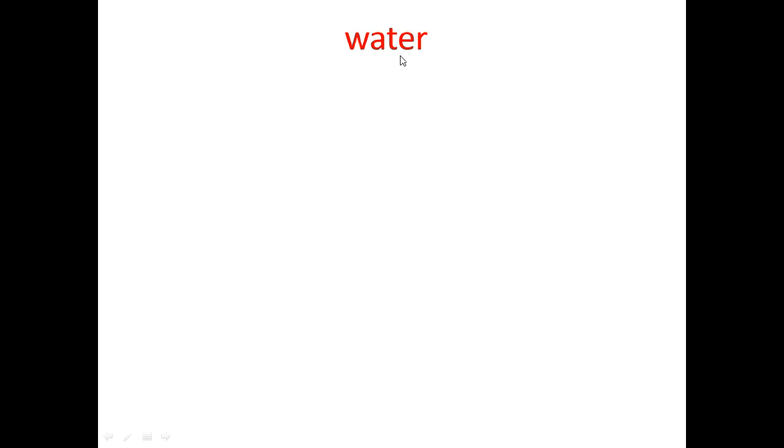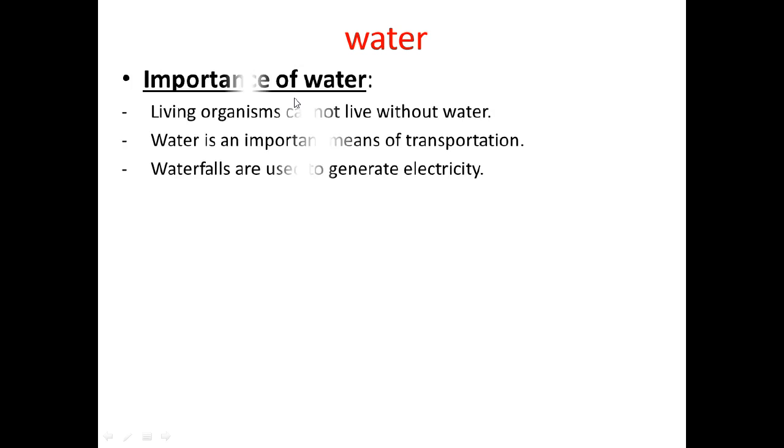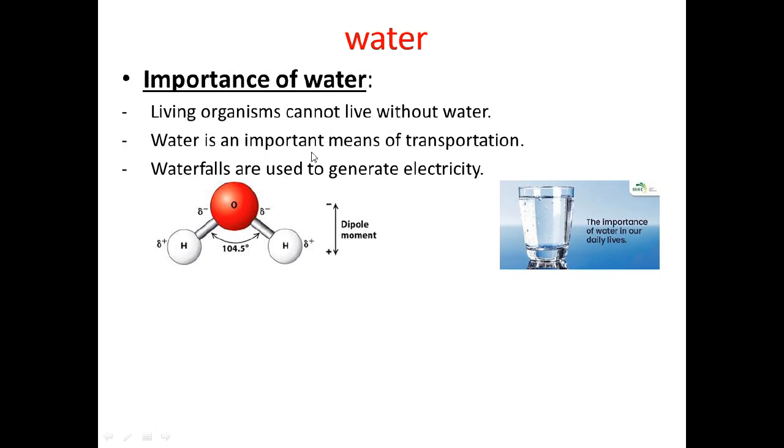But first, let's remember the last lessons in which we were talking about attempts of elements classification, graduation of properties of elements in the modern periodic table, and the main groups in the modern periodic table. Today we are going to talk about water, but first let's talk about the importance of water.